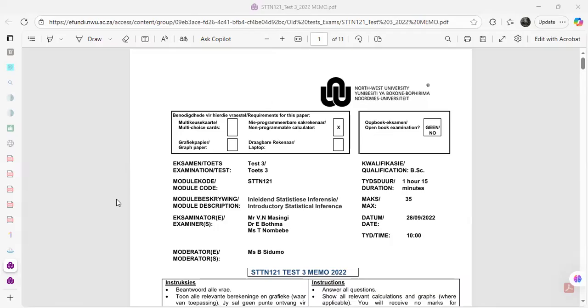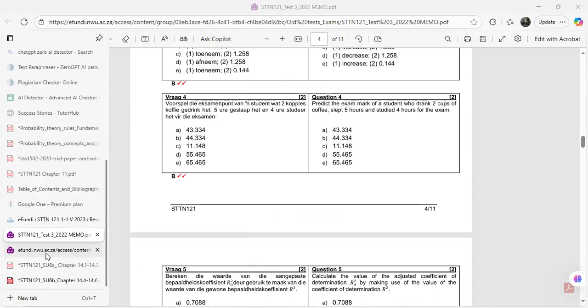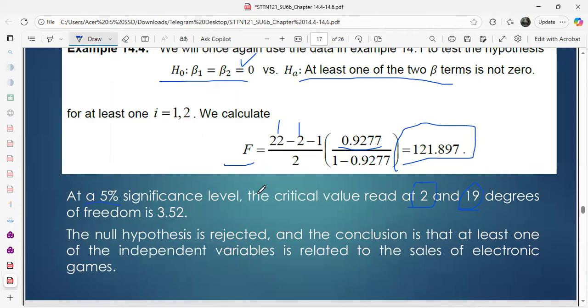Test number 3. Yeah, test 3. Okay, let me share my screen again. Where is it? This is the one. I just want to show how they got that value there. Remember, it was 2 and also 19. 2 and 19.